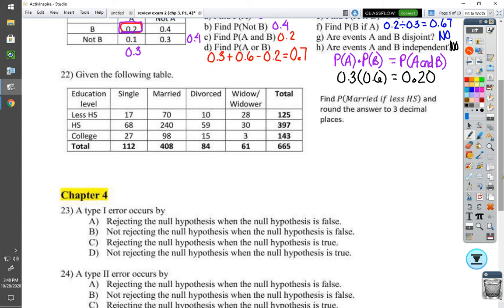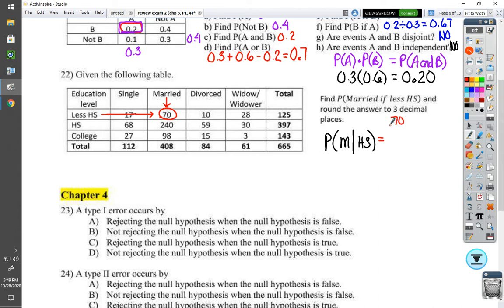Find P of married given less than high school. Okay, so I want the probability that I am married given the fact that I have HS. So I have to go find those. First of all, I have to go find married, right here, given high school. So I want the intersection of these two values right here. If I look at the intersection of those two values, I remember in my formula, I want the probability, first of all, of the and.